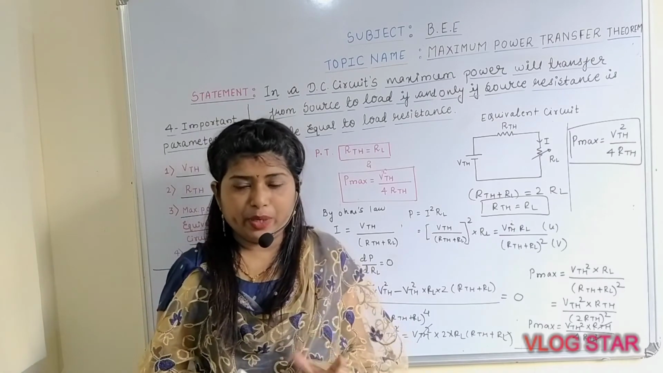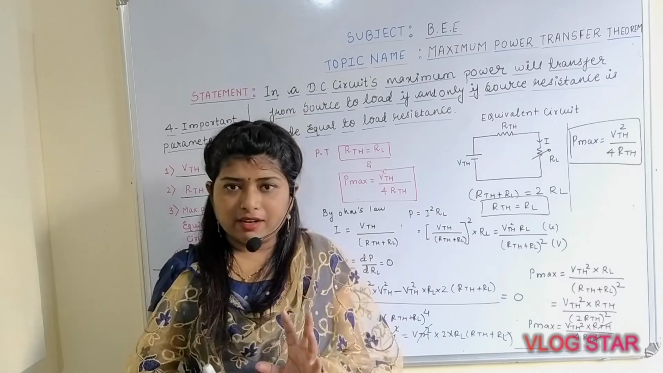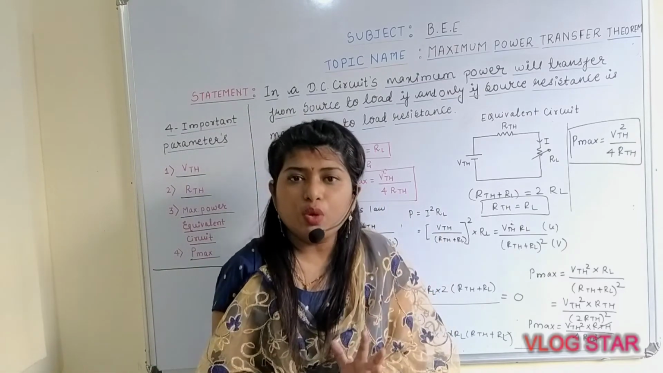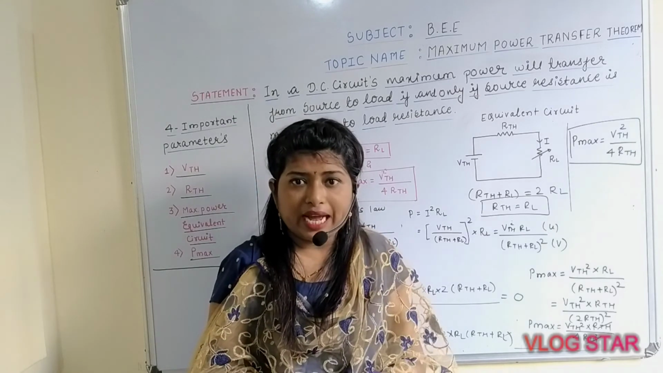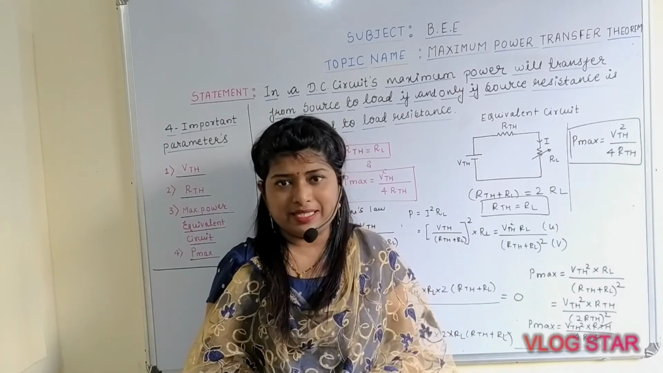So again I will repeat, what is basically the maximum power transfer theorem? In a DC circuit, maximum power will transfer from source to load. What is the condition for that? If source resistance is made equal to load resistance.